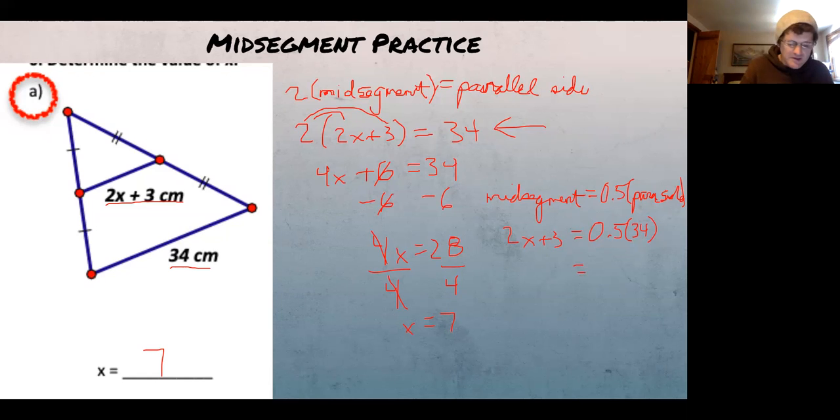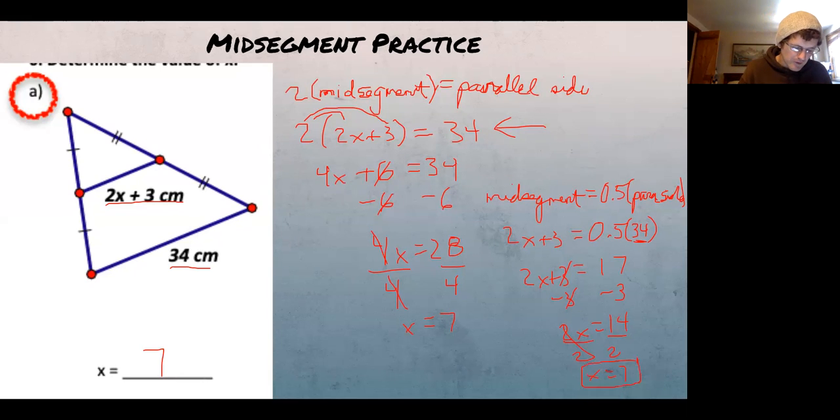But I will say when this is an expression, it's not necessarily as easy on the right side. But 0.5 times 34 is just 17. So 2x plus 3 equals 17. Subtract 3. And we get 2x equals 14. Divide by 2. And x equals 7. So it doesn't matter which way we want to go about solving it. We'll get the same answer either way.